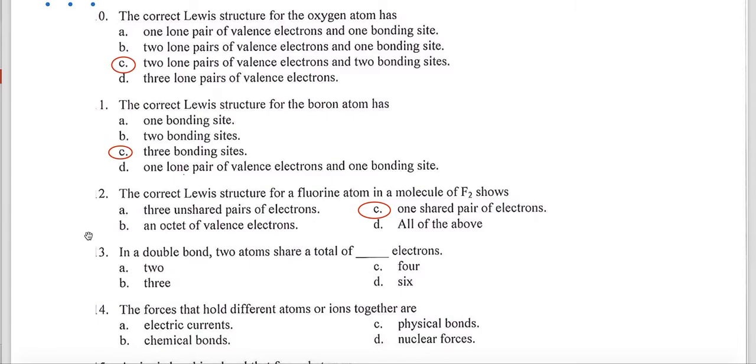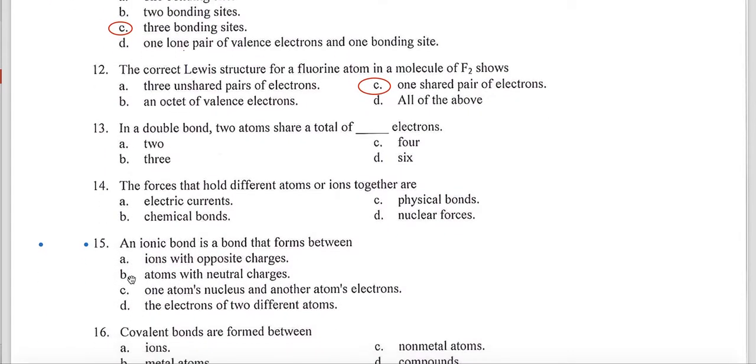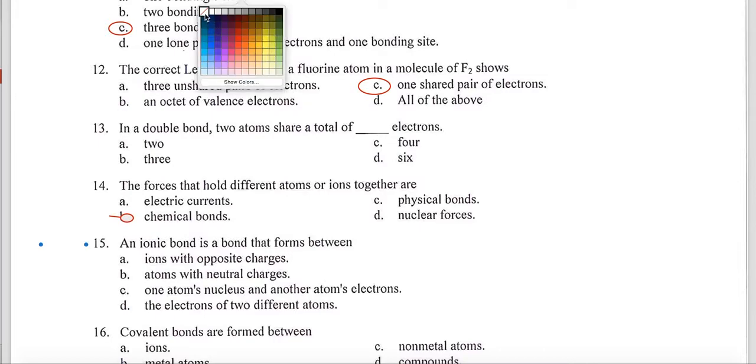Okay. Number 13, we are not going into. Whoa, sorry about that. Did not mean to move that. So number 13, just go ahead and cross that one off. Okay, so we're going to just skip down to number 14. Chemical bonds that hold different atoms together, those are our chemical bonds, so letter C.